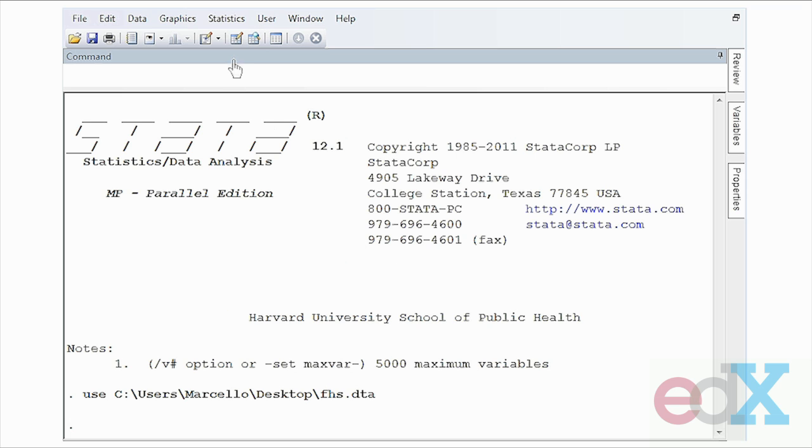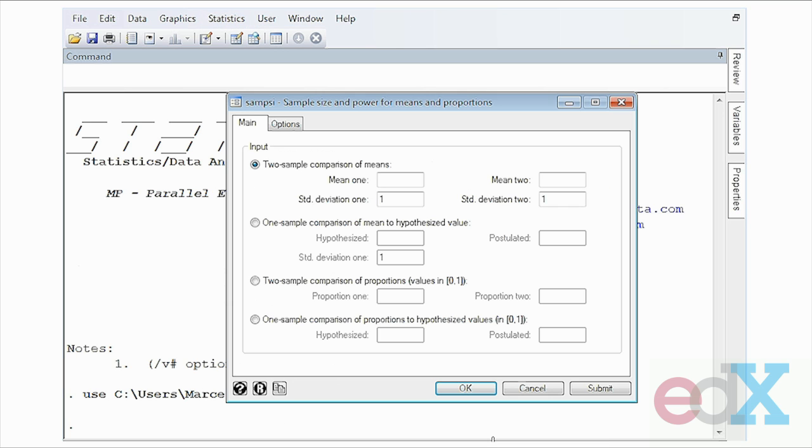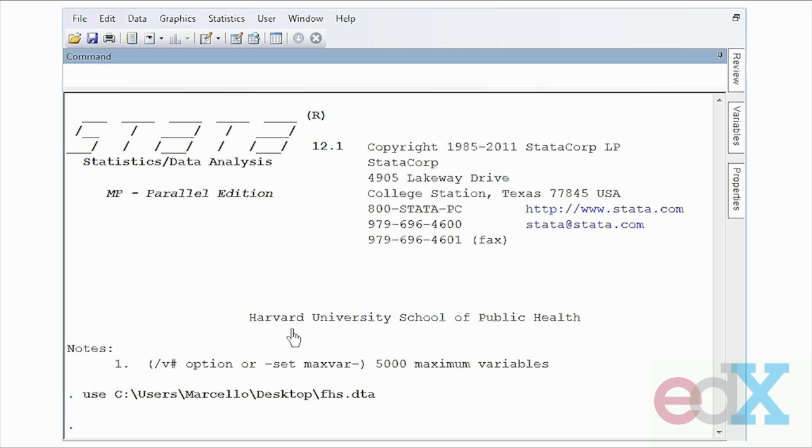So there is a very useful program in Stata. It's called, there it is, click on it, power and sample size. Let's look at the first one, tests of means and proportions, and we see we've got 4 options. Let's start with the second one, which is the one sample comparison of mean to hypothesized value. Now, what it wants from us is the hypothesized value and the standard deviation, and where do you want to calculate the power? That's the postulated value. So let's put this aside for 1 second.